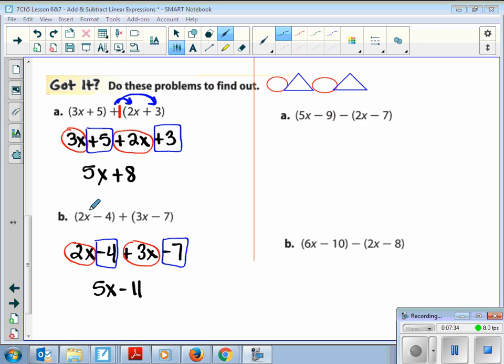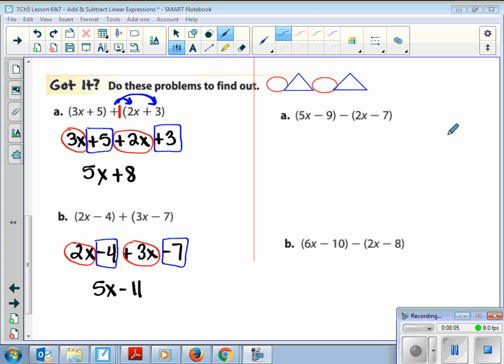All right. So for the quantity of 2x minus 4 plus the quantity of 3x minus 7, we can just take away the parentheses, right? So once we take away the parentheses, we end up with 2x minus 4 plus 3x minus 7. And then when we combine our like terms, we have the 2x plus a 3x, that's 5x, and then negative 4 plus a negative 7 gives me a negative 11.